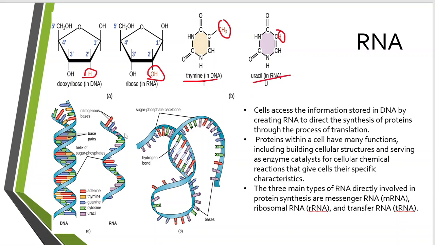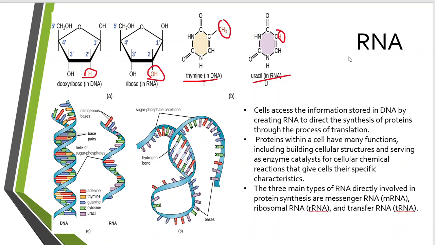Now, there is another difference. There's 3 differences between DNA and RNA. DNA is double-stranded and RNA is a single strand. That's one difference. DNA uses deoxyribose and RNA uses ribose. DNA uses thymine and RNA uses uracil.